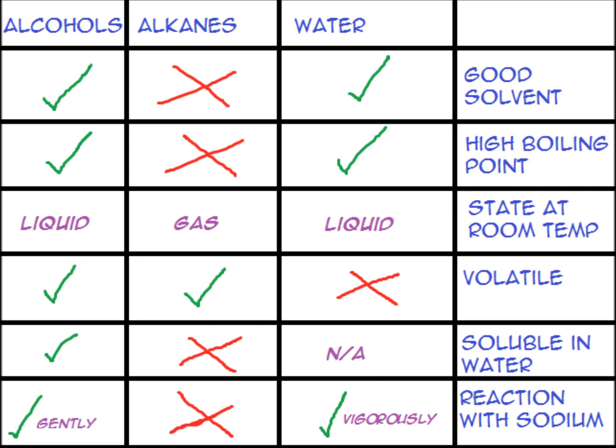Alcohols and alkanes are both volatile, but water is not. Alcohols are soluble in water, but alkanes are not. Alkanes don't react with sodium. Water reacts vigorously with sodium, and alcohols react gently with sodium.